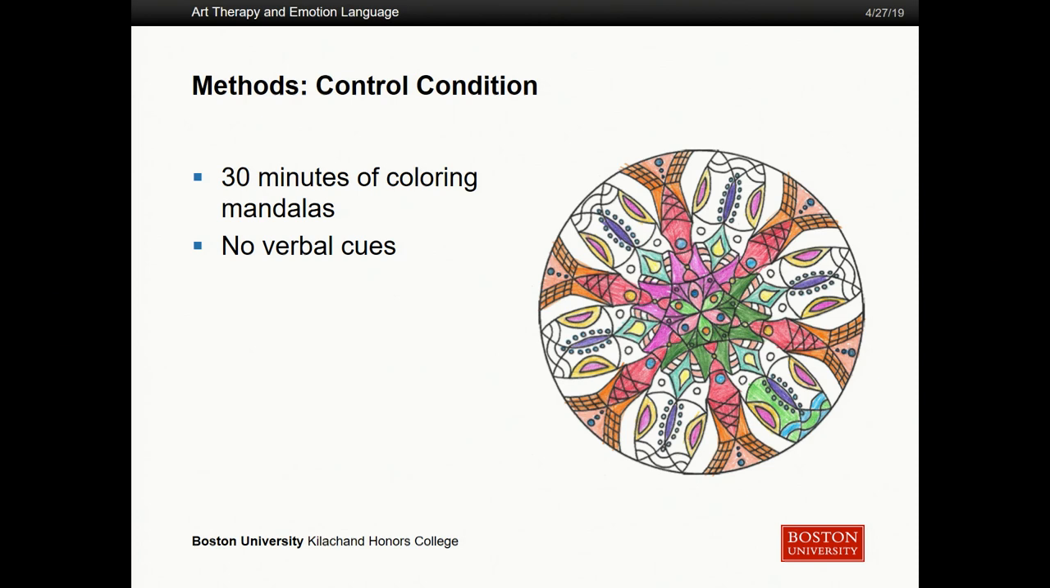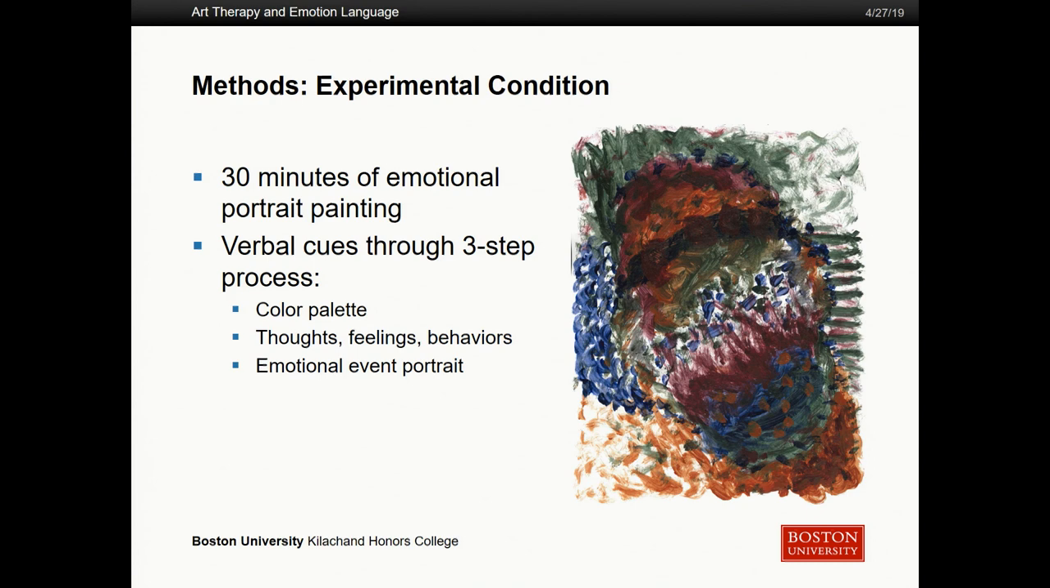On the experimental side, I used Melissa Walker's research to inspire this emotional portrait painting. And this is a great example of an emotional portrait painting. So I actually came up with a script, this intervention that has a three-step process. First, I had participants identify an emotional color palette. So I prompted them with different negative emotions, be it anger, sadness, guilt, anxiety, and they would have to mix and identify colors that they would associate with that emotion.